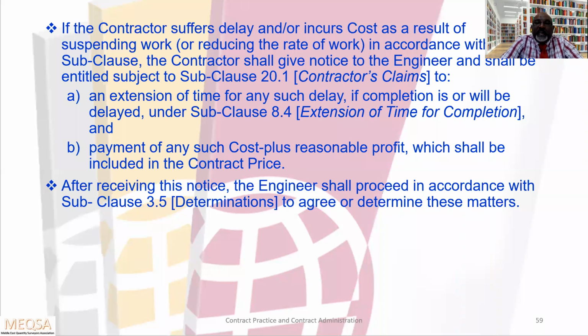If the contractor suffers delay and or incurs cost as a result of suspending the work or reducing the rate of work in accordance with the subclause, the contractor shall give notice to the engineer and shall be entitled, subject to clause 20.1, contractor's claim, to either EOT or payment or both, EOT and payment. After receiving this notice, the engineer shall proceed in accordance with subclause 3.5, determination, to agree or determine these matters.